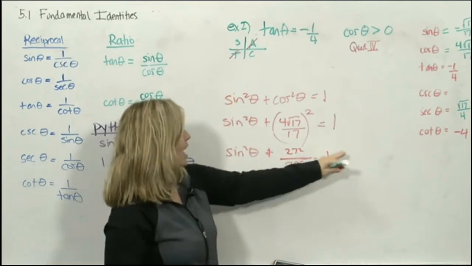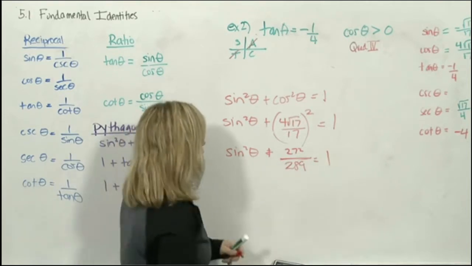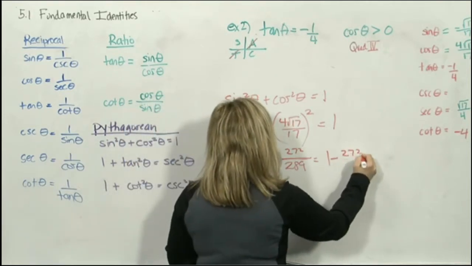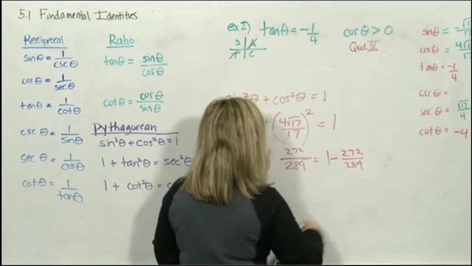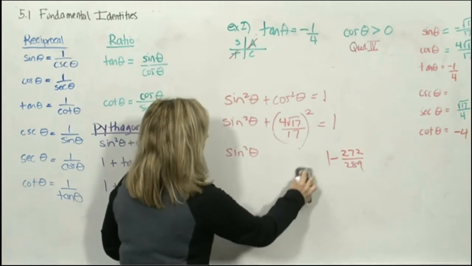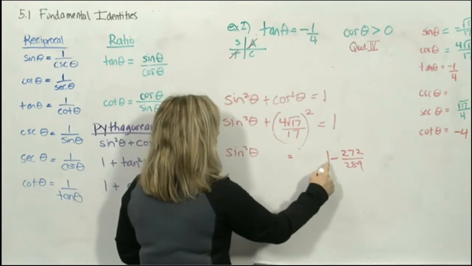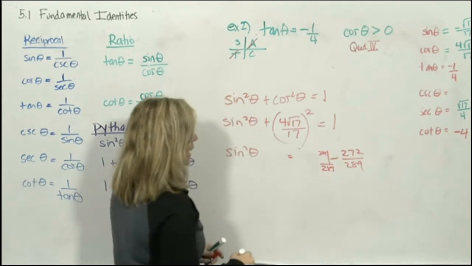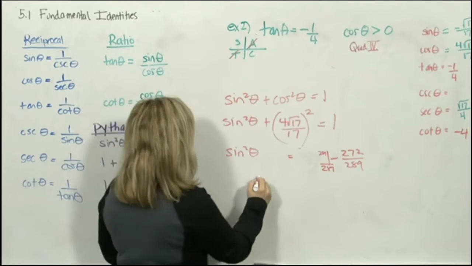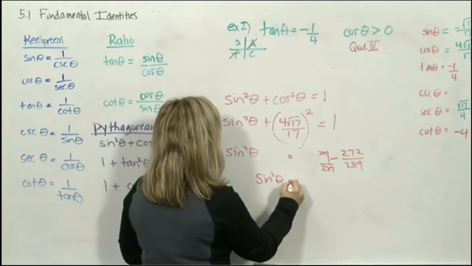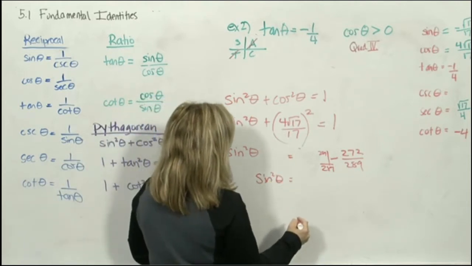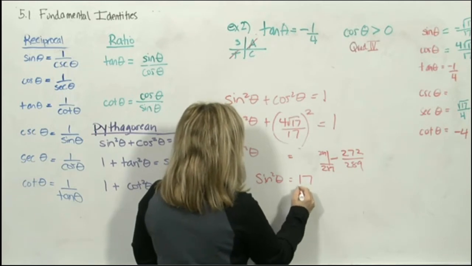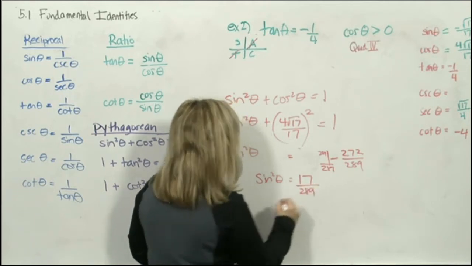To move this fraction over here, I'd have to do subtraction. So I would subtract 272 from 289. I need a common denominator, which would be 289. So this is 289 over 289. 289 minus 272 would be 17 over 289.